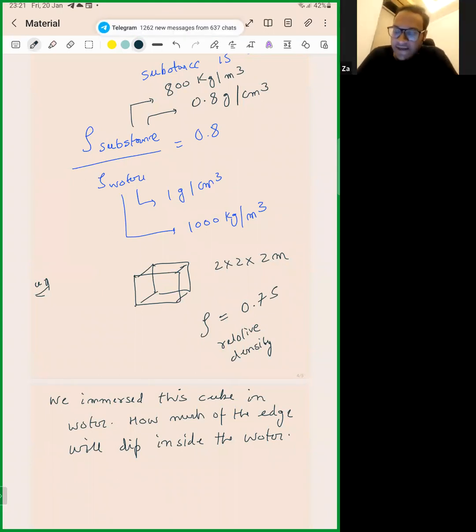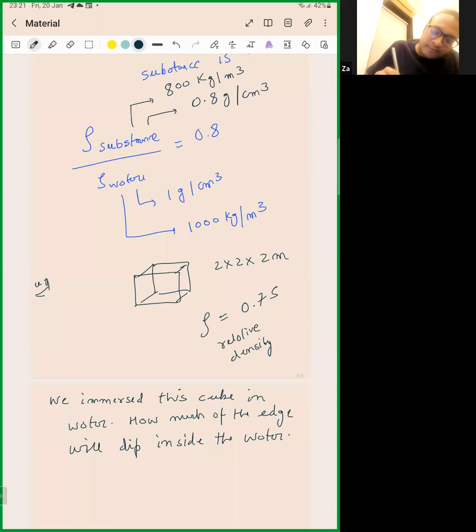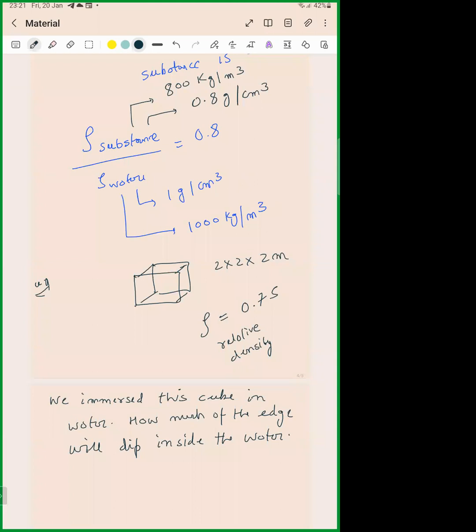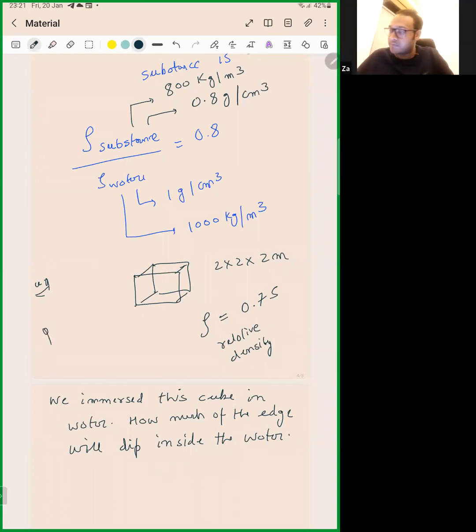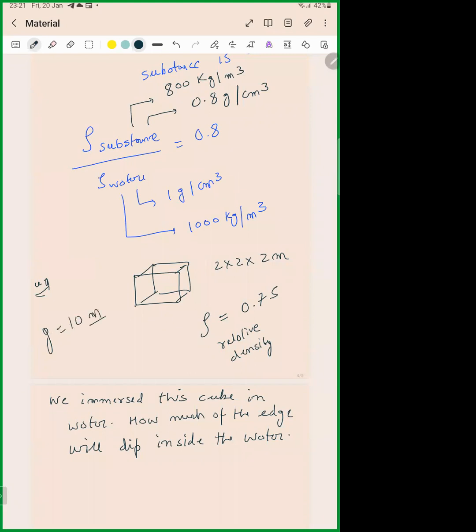Take G as 10. I'm giving you G as 10 meters per second squared. Okay, cool. Is equal to the density of the object.